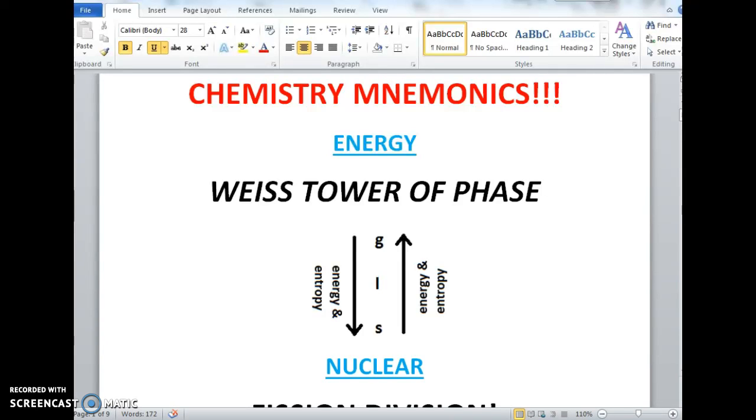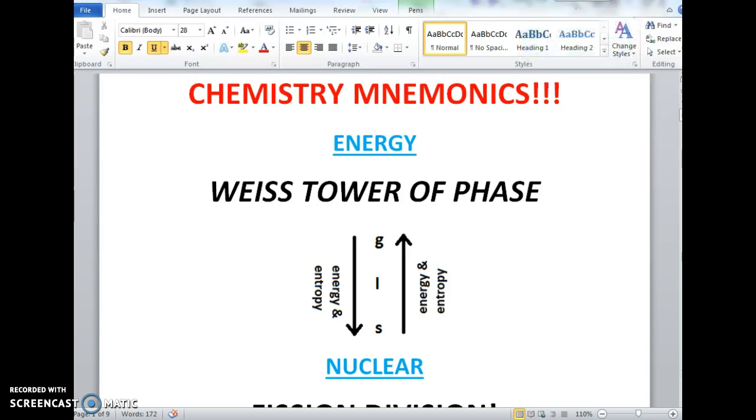Welcome everybody to Chemistry Mnemonics. A mnemonic device is of course something that helps us remember. I have about 30 to 35 of these, and I should be able to get them in within the 15 minutes. Let's start. These are roughly in order of the course.